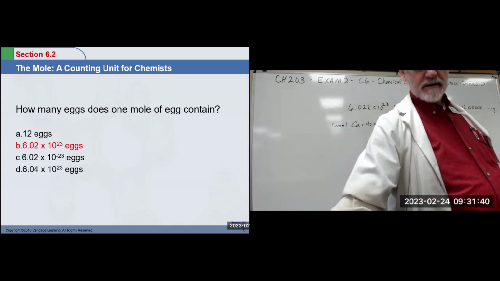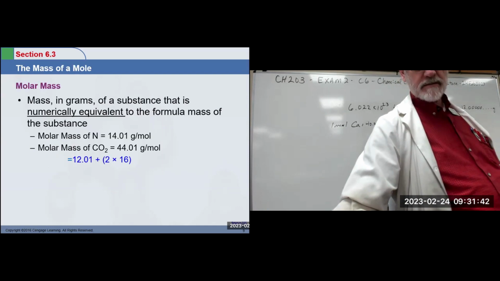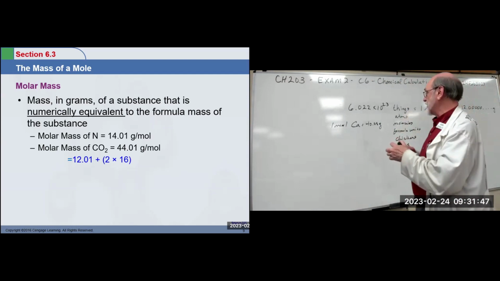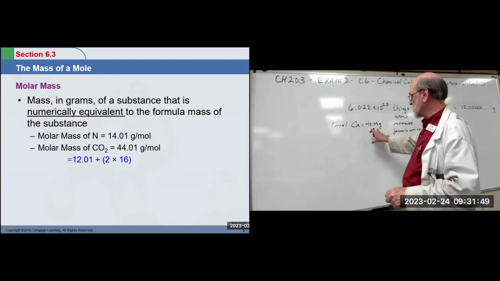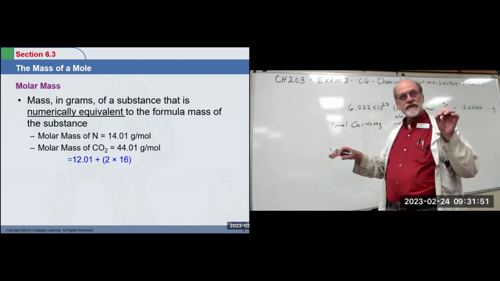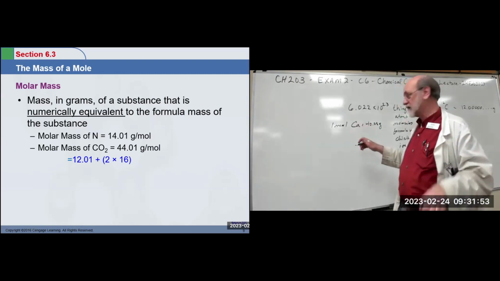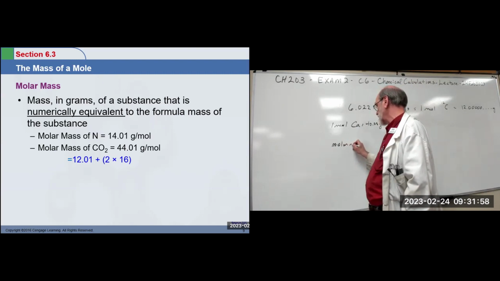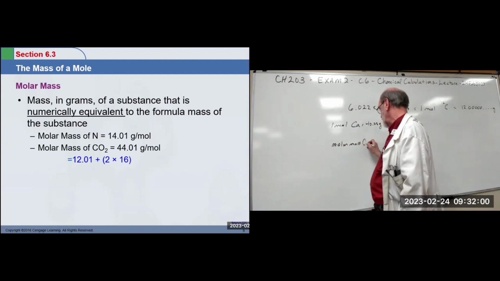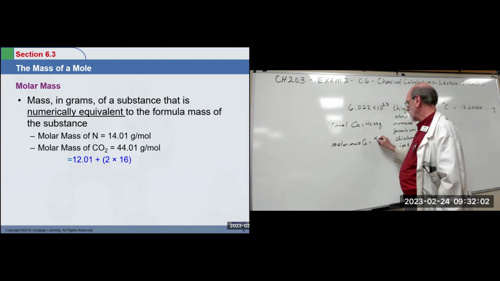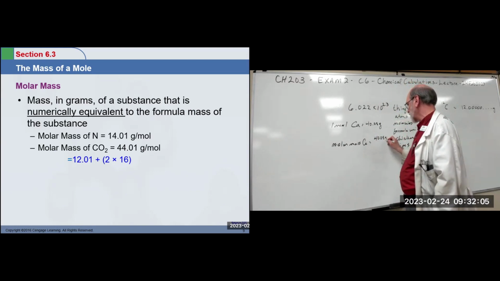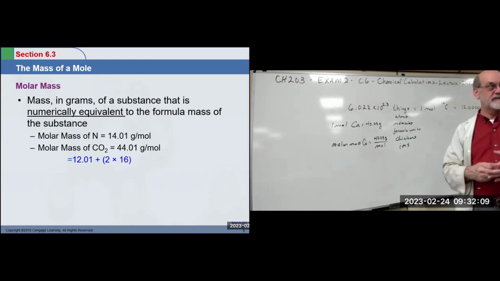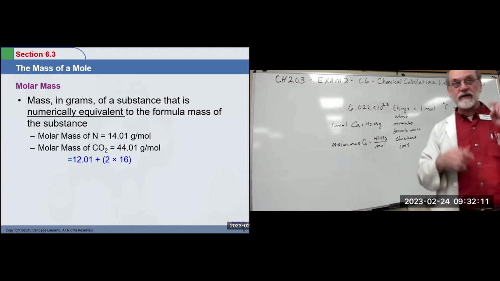All right, so there you have a mole of eggs. What I'm saying is that this relationship tells us the molar mass of calcium. So calcium, the molar mass of calcium equals 40.08 grams per mole. There's your conversion factor, right? And remember, all conversion factors are equal to 1.